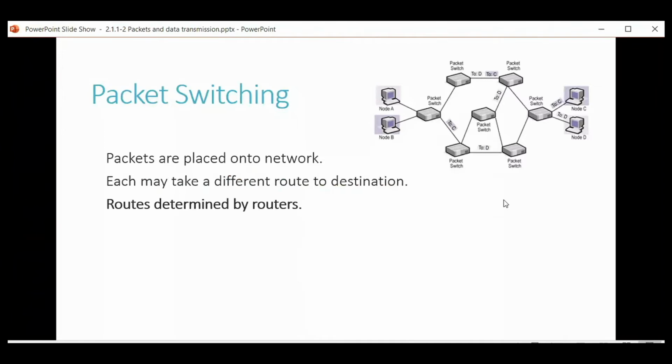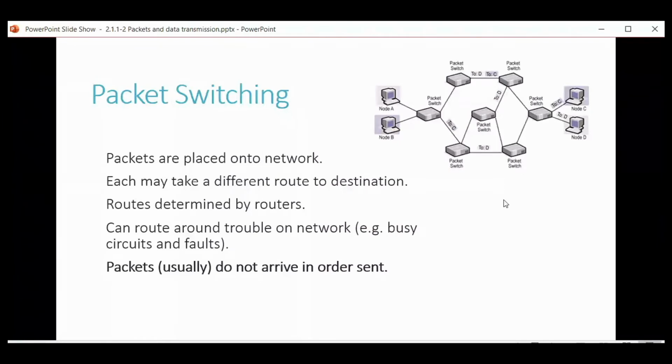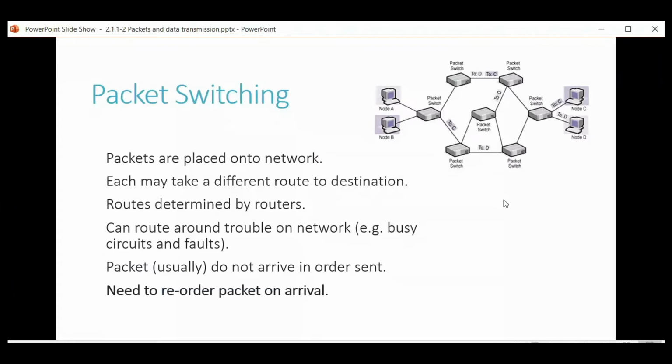The routes are determined by the routers on the network, and if a circuit's busy or it's failed or something like that, it will route around the problem. It's a bit like saying to everyone, we're in one part of school, I want everyone to go to another part of school, and just let people choose their own route. Some people will take a direct route, some people will take a roundabout route, but one thing that will happen is you won't arrive in the order that you left. So the packets over a packet switched network don't arrive in order, so we have to resequence them when they get to their destination.